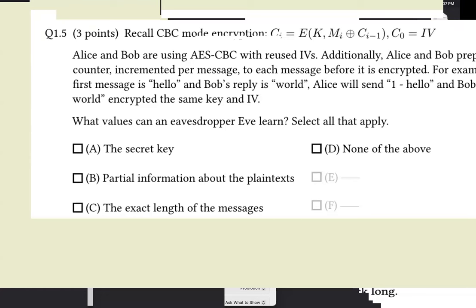And this one, the exact length of messages. Do you think she can remember the exact length of messages? It's a trick question.